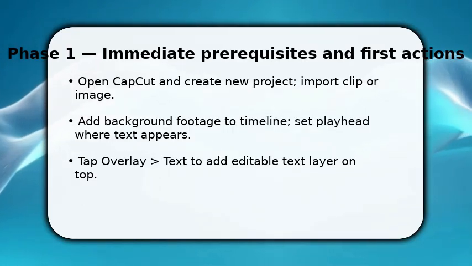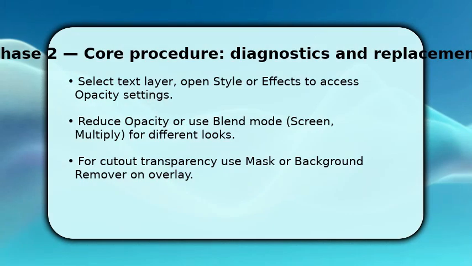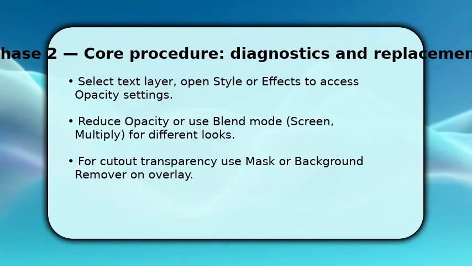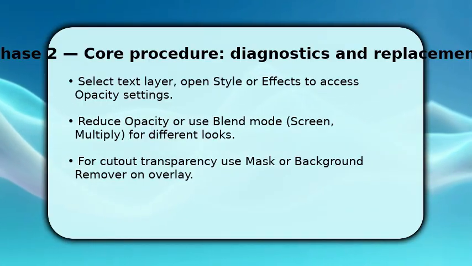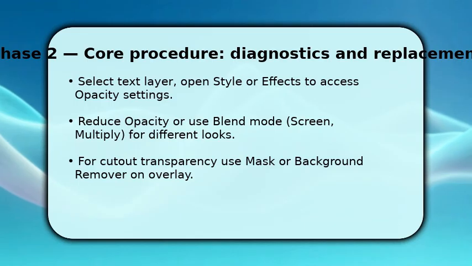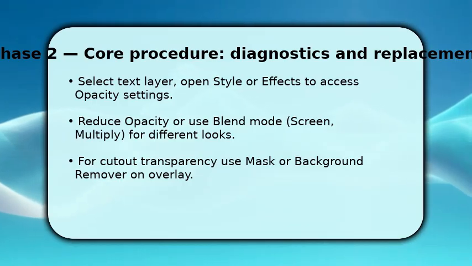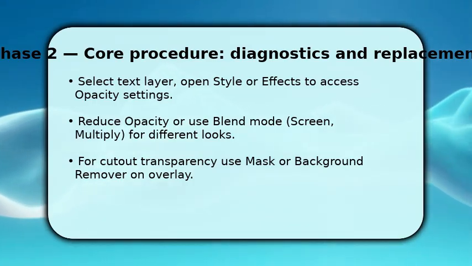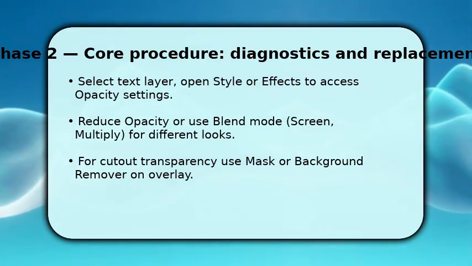Select the text overlay and open style to control appearance. You'll find opacity as the simplest control, so lower it to the desired see-through level. If you want a more integrated effect, switch blend modes: screen brightens, multiply darkens, so adjust until the text reads but shows the background. For a hollow or cutout look, apply mask or background remover on the overlay, then invert the mask so the text area becomes transparent. Tweak feather and edges, so the transparency looks intentional and clean.